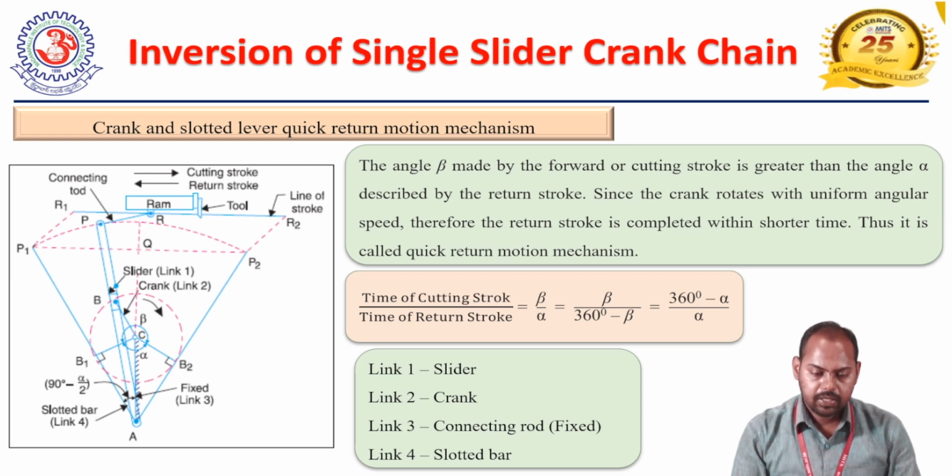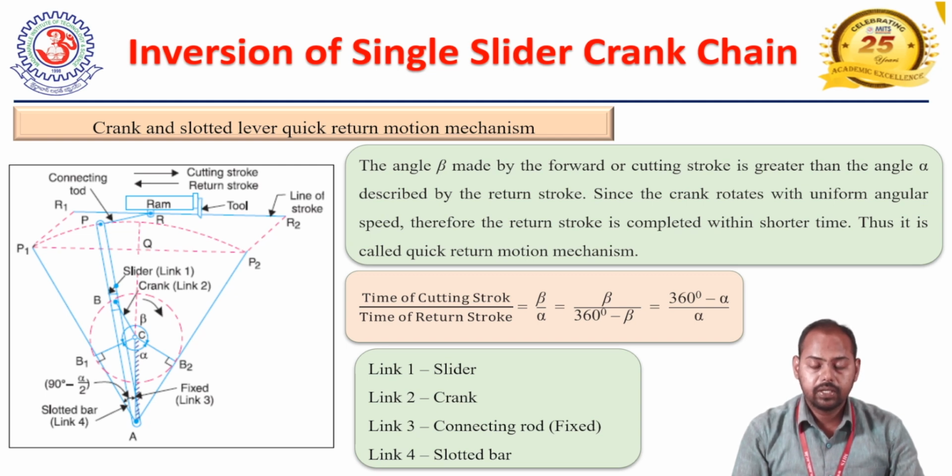So in this mechanism, the angle beta made by the forward or cutting stroke is greater than the angle alpha described by the return stroke. Since the crank rotates with uniform angular speed, therefore the return stroke is completed within a shorter time. Thus it is called quick return motion mechanism.